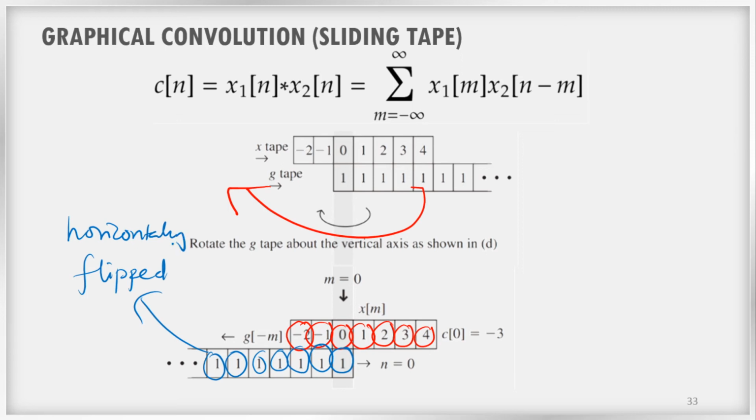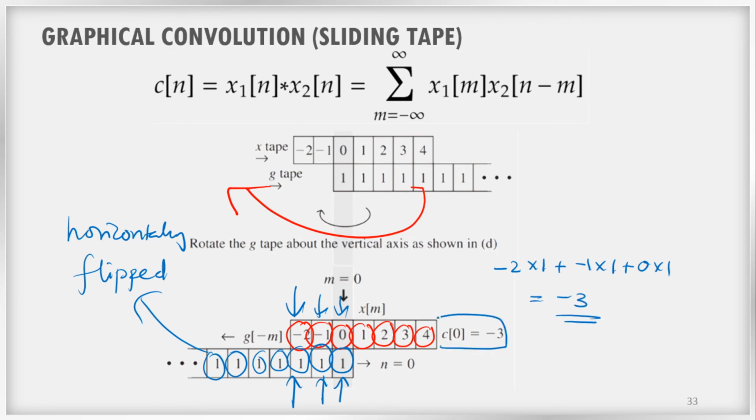Now what I have to do? I have to multiply each of these values and add them together. How to multiply? Minus 2 into 1 plus minus 1 into 1 plus 0 into 1. So what is the value? It is equal to minus 3, right? So C of 0 is minus 3.